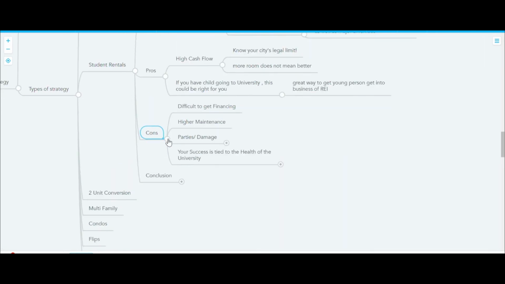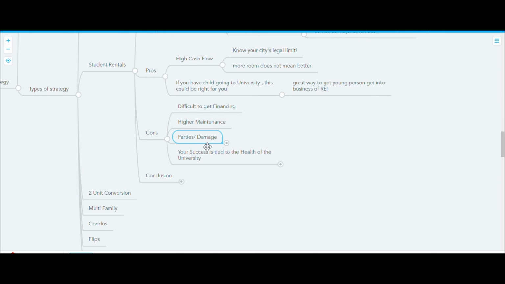If we go to the cons, I would say it's very difficult to get financing, especially if you are buying a student rental that looks like a student rental from the lender's eyes, and it already has tenants filled, right? So very few lenders will lend you on this, so this could be one of the roadblocks. Also, compared to rent to own or single family, it is a much higher maintenance. There is seasonality in this, and students do turn over much quicker than a family. So expect a higher maintenance, right?